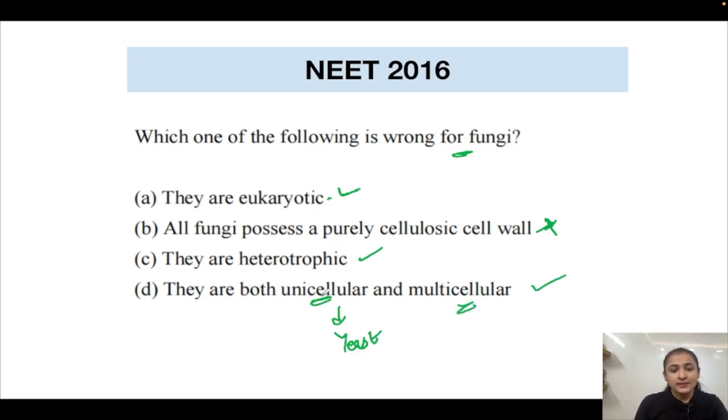So these three statements are correct and statement number B is wrong, which gives us the correct answer also, because we have to choose which statement is wrong for fungi. So the wrong statement is option number B. So the correct answer is option number B.